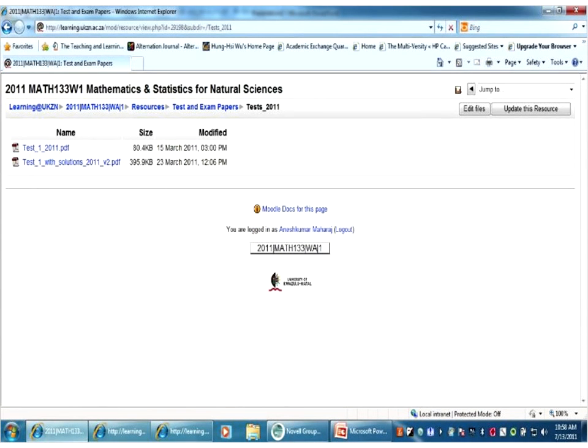So if the students went to the tests for 2011 and they clicked, they would have got, at that particular time, test 1. This was a PDF copy of test 1. And then the next file deals with test 1 with solutions, the solutions to the test questions.